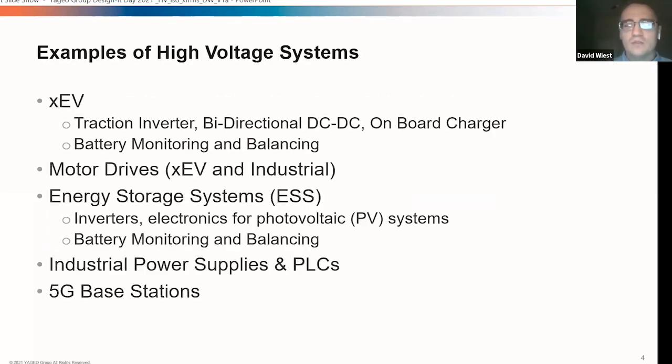Some examples of a high voltage system. You may find these in electric vehicles, be them pure battery electric vehicles or hybrids. You'll find them in motor drives, both in the electric vehicle world and the industrial world. Energy storage systems, where there are large battery packs storing solar and renewable energy. You can also find these in industrial power supplies and PLCs, as well as in the 5G market. Some counterexamples, as a low voltage system, for example, may be a PoE system, where typically you have roughly 48 volts.